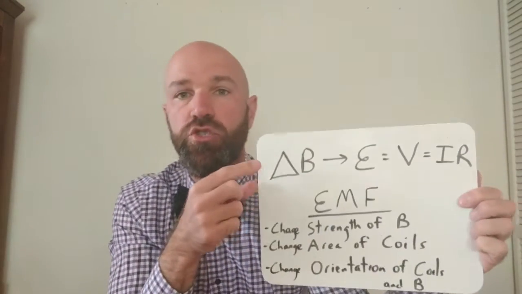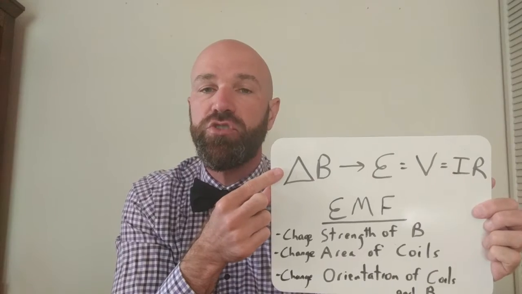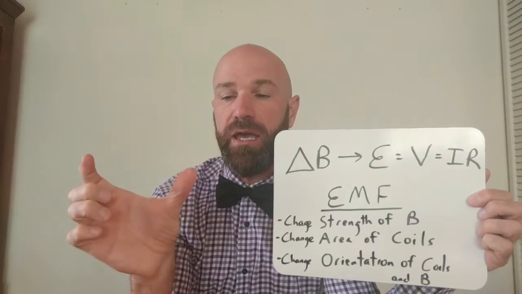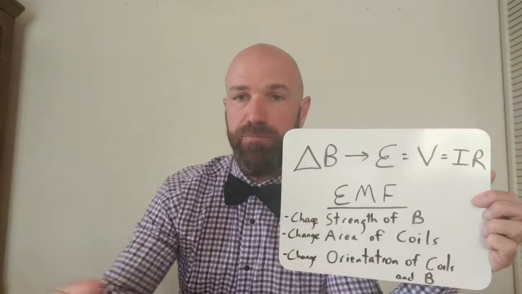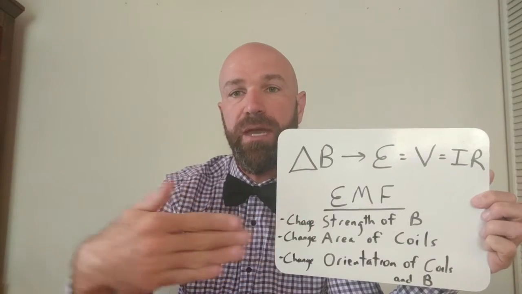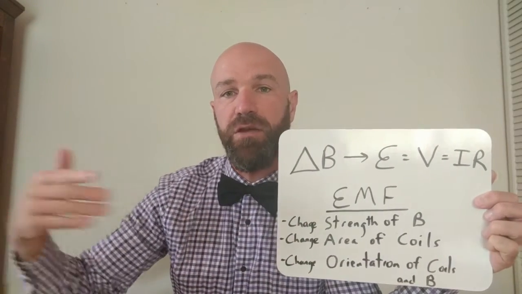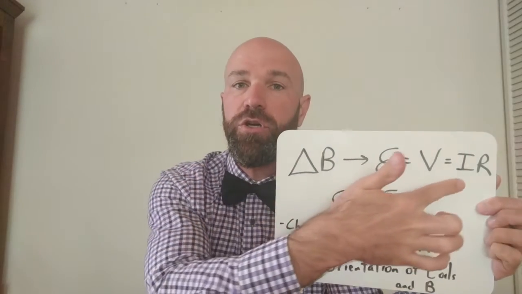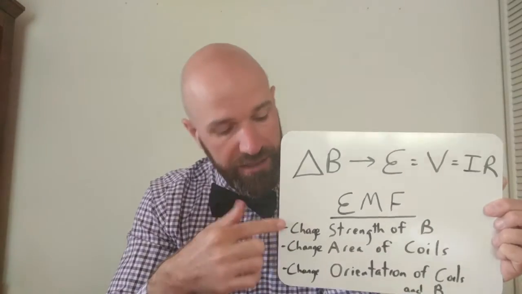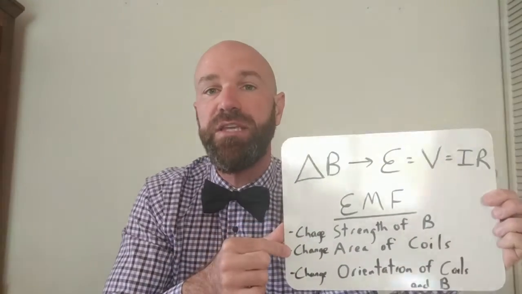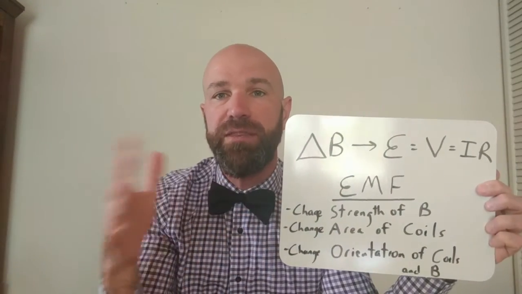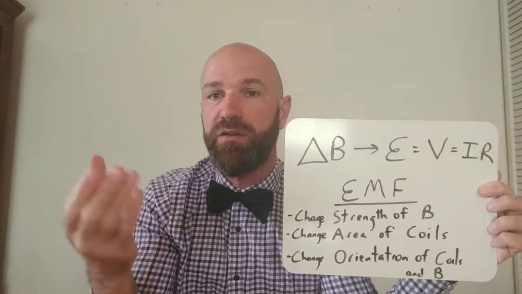One of them is we can just change the strength of the magnetic field. And we saw that in our demo where I literally took our magnet and moved it in and out of coils. That means as the magnet went in, the magnetic field got stronger. As the magnet went out, the magnetic field got less. And we saw the current being made because the EMF was being made. Another thing we can do is change the size, or the area, of the coils. Now that's usually pretty hard to do. There are applications of it, but that's hard to demonstrate because I have coils that are fixed in size.